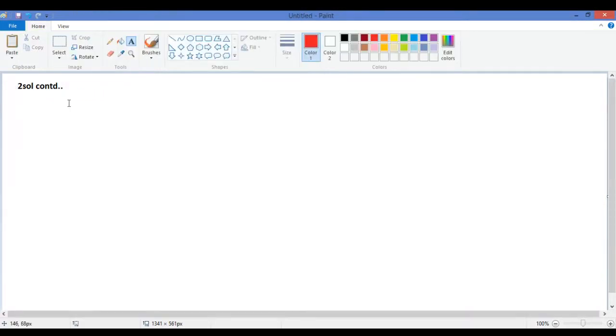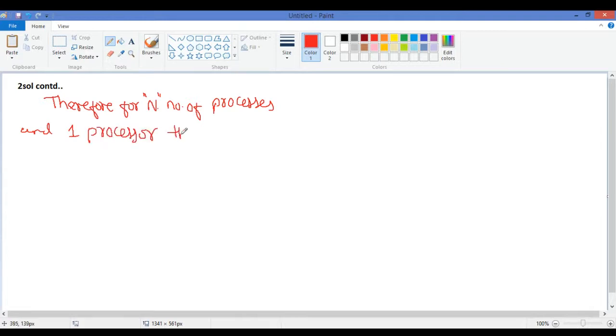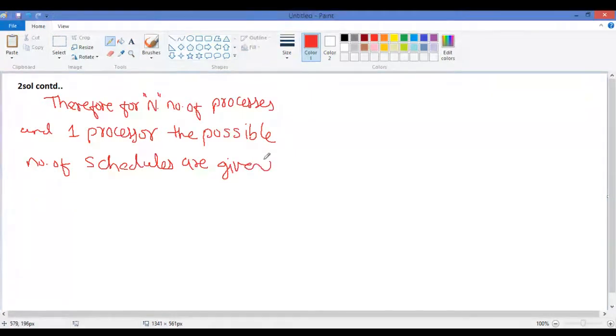So here I write that, therefore we observe that, for n number of processes and one processor, the possible number of schedules are given by the formula n factorial.